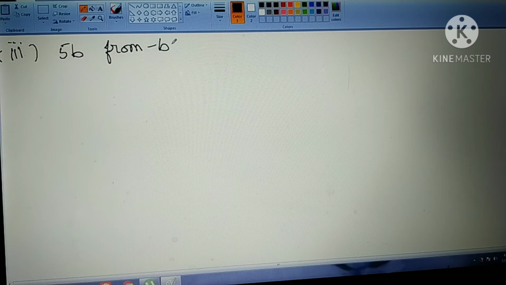Now see this problem. 5b from minus b. So first see the row method. So 5b you have to subtract from minus b. So first one, what do we have to write?